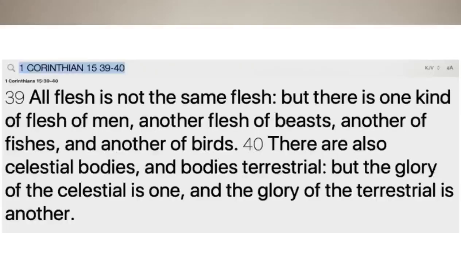when you read the Bible, there are two types of bodies. There's a terrestrial body and a celestial body. All flesh is not the same flesh, but there is one kind of flesh of man, another flesh of beast, another flesh of fishes, and another of birds. There are also celestial bodies and bodies terrestrial, but the glory of the celestial is one, and the glory of the terrestrial is another. So according to the Bible, there are two types of body. There's a celestial body and a terrestrial body. And this body here on earth is confined to the third dimension. That's why it's not meant to be going up there in space. But the celestial body can be all over the place. It can go up there, be up there in space and come down here in this atmosphere. But the terrestrial body cannot go up there in space because it does not support the elements that are out there.